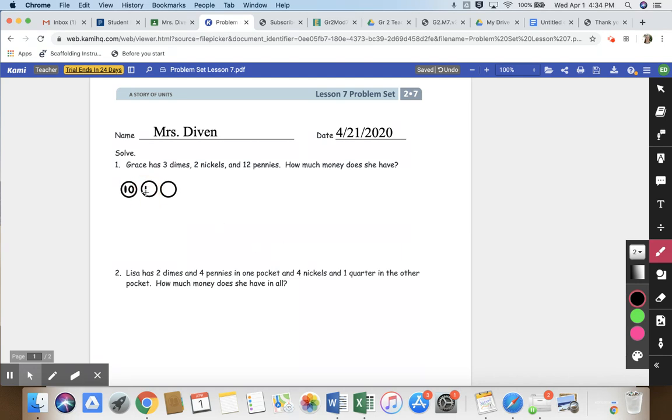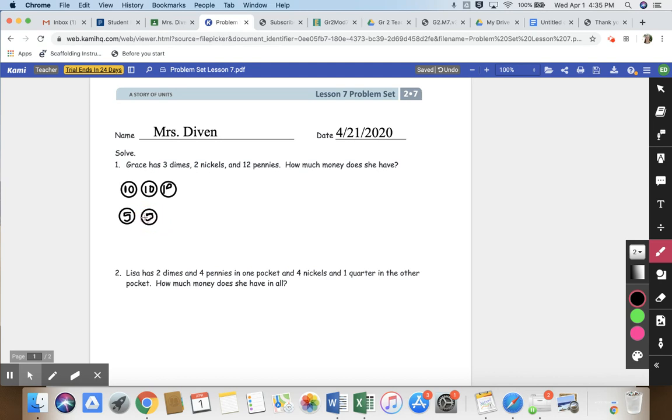And then she's got 2 nickels. So we will draw out her 2 nickels. So 1, 2, and those are going to be worth 5 cents each. So we'll just do a 5 inside of our circle.